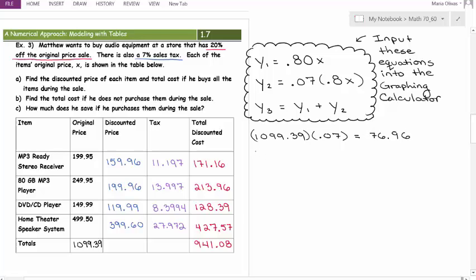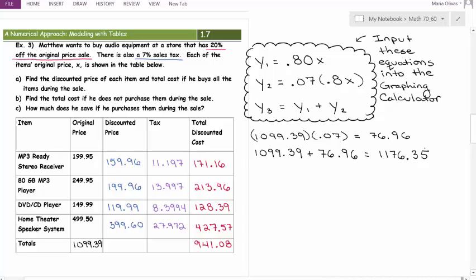Now I'm going to add that amount to the original price, the total for that column. So that's going to give me 1,099.39 plus 76.96 for a grand total of $1,176.35.